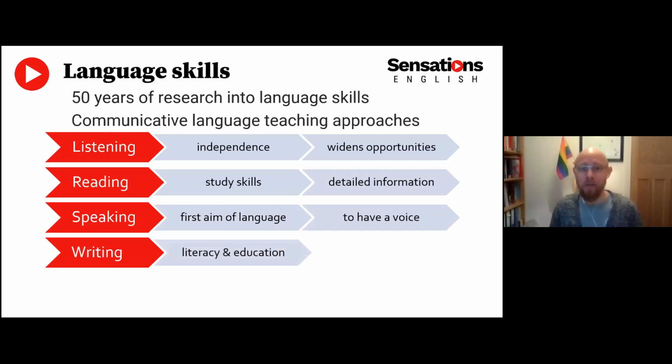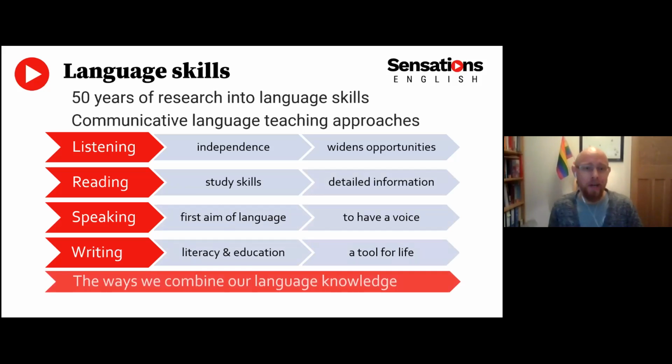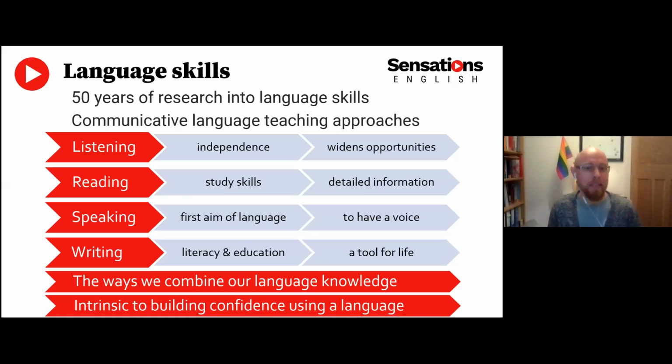And then of course writing, which is increasingly part of literacy and education, but in English, writing in English is increasingly a tool for life in the modern world, and something that gives our learners that opportunity to excel and to broaden their horizons. So when we think about communicative language teaching, it's all focused on the ways we combine our language knowledge from vocabulary, grammar and pronunciation into that use of language. And it's intrinsic to building confidence in using a language, to build abilities in these four key skills.